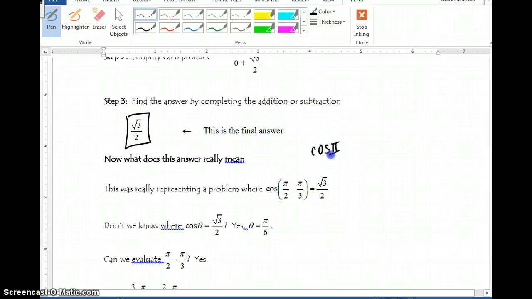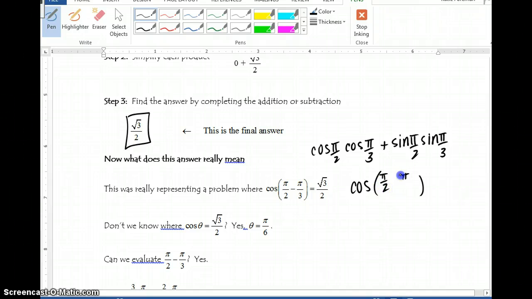Now check out what the expansion was. Cosine, cosine, add sine times sine. Well, this is the expansion for cosine. My 2 angle measures are pi over 2 and pi over 3. But when we're dealing with cosine, the operation in the expansion is opposite the operation of whatever we're doing with the angle measures. So we would be subtracting these.